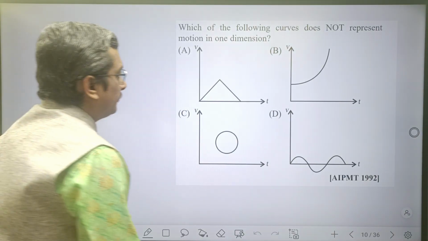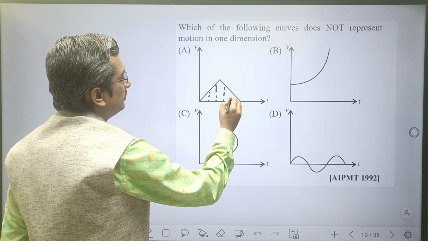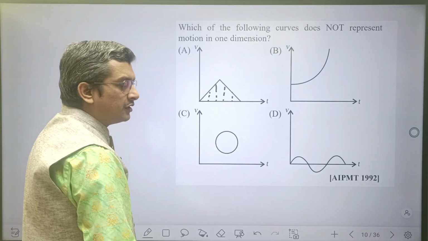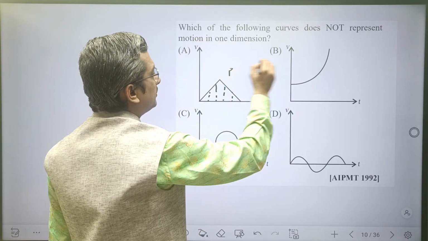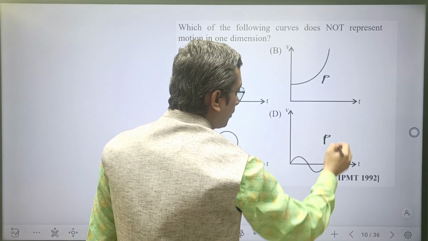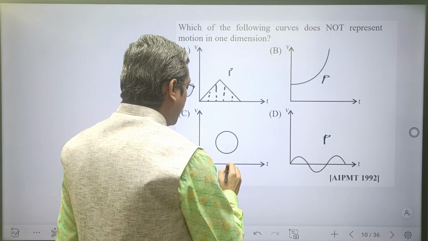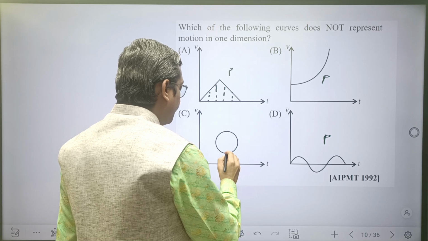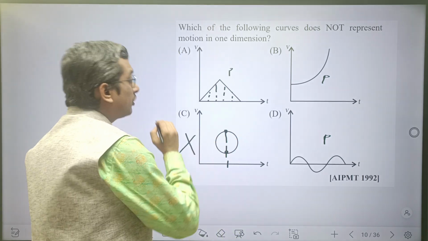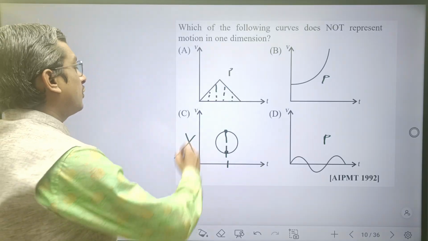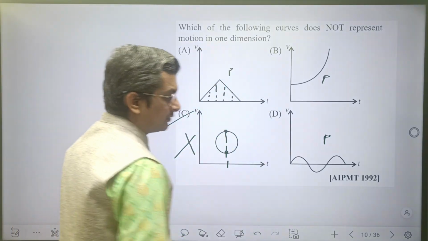So dear students, if you observe, at every instant of time the velocity of the particle is different, so this can happen here also. This is possible, this is possible, this is possible, a sinusoidal oscillatory kind of motion. But here if you observe, at a particular time the object is showing two different velocities, which is not possible, isn't it? So this is our option because it is not representing one dimensional motion.